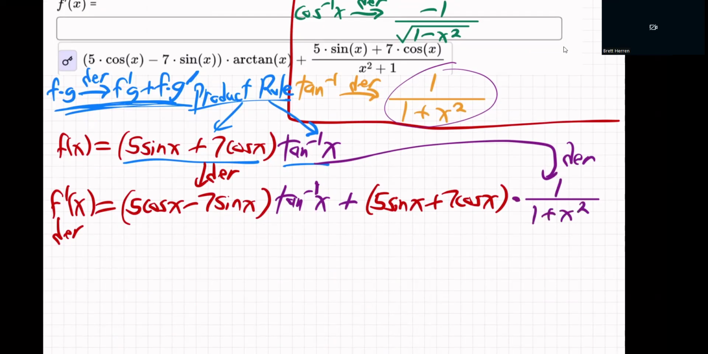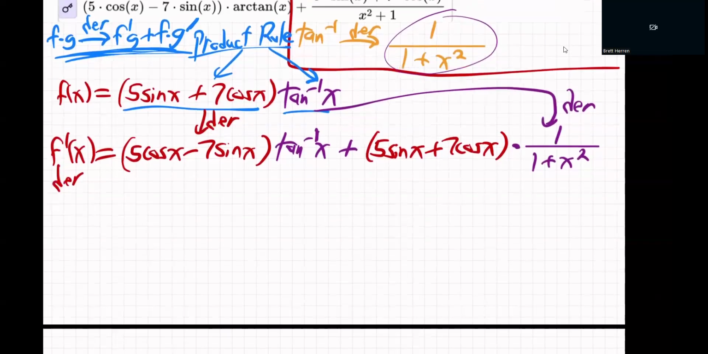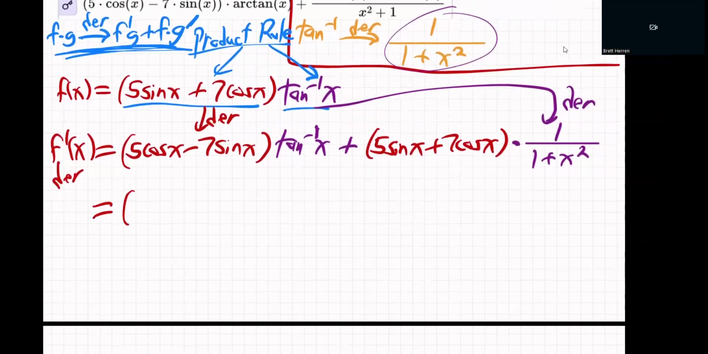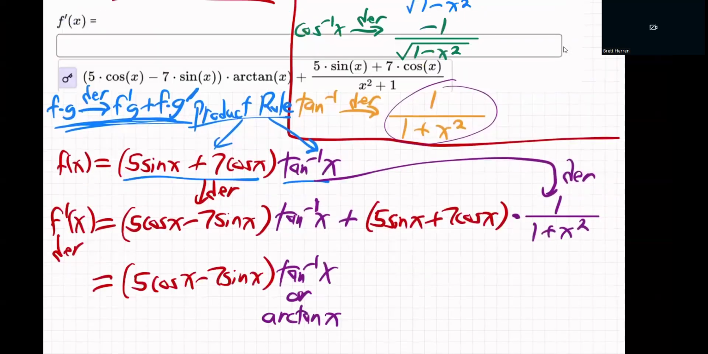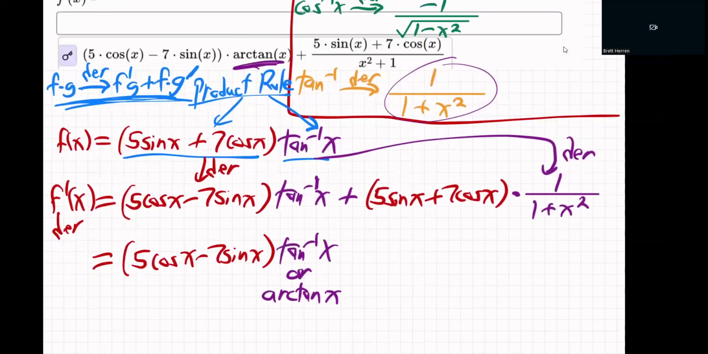Okay, so can we clean that up very much? Hardly. I mean, that's basically the answer. All we're going to do is go, okay, well, this is 5 cosine x minus 7 sine x. First part's not going to change at all. This is tangent inverse, or you could say arctan. Same thing. On the answer key, they said arctan, whatever. It's totally good either way. It makes no difference.